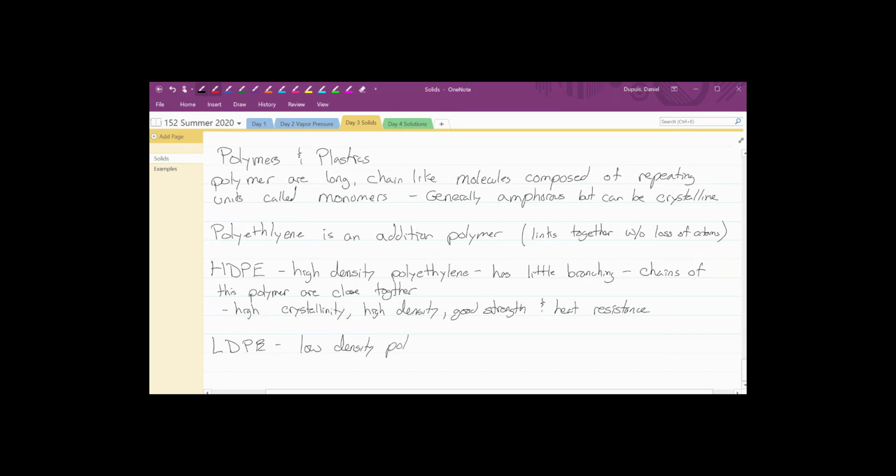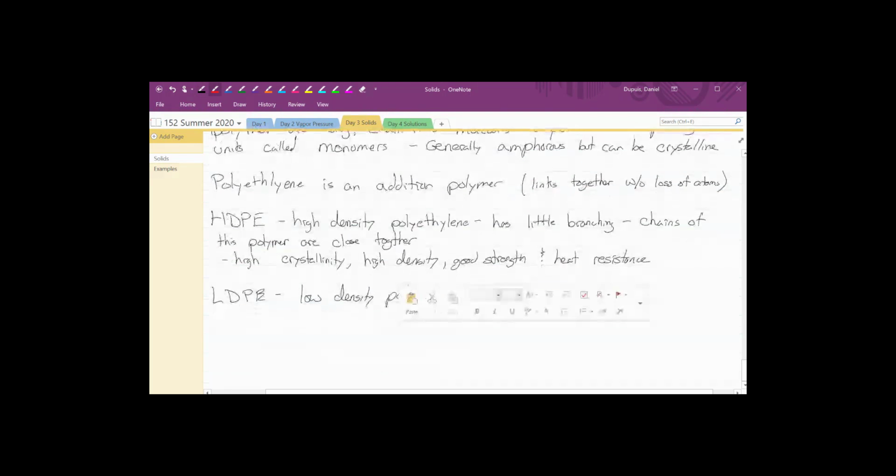Not polyethylene, excuse me. All right, and these have more highly branched chains. Right, so you know most plastic bags are LDPE. I can't spell.